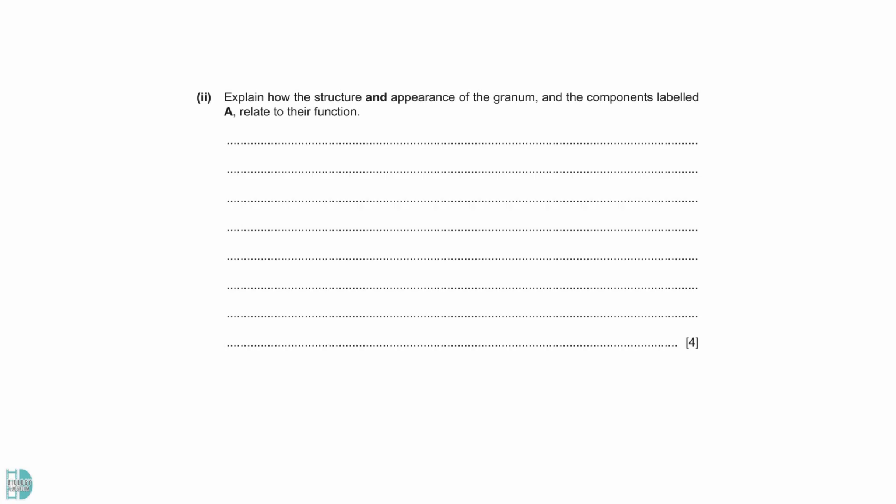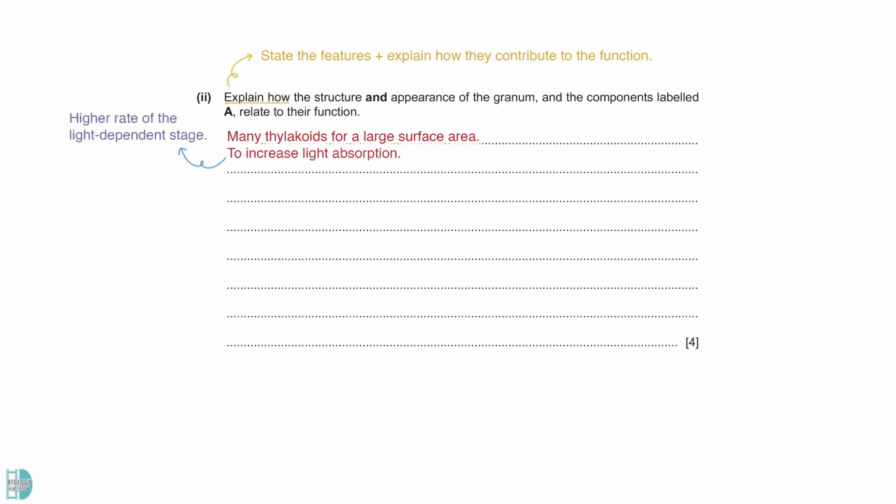A2 wants you to explain how the structure and appearance of the granum and thylakoid relate to their function. You are asked to explain the structures. You cannot receive full marks if you only state the features without explaining how they contribute to the function. Many thylakoids provide a large surface area. This allows an increase in light absorption, leading to a higher rate of the light-dependent stage.